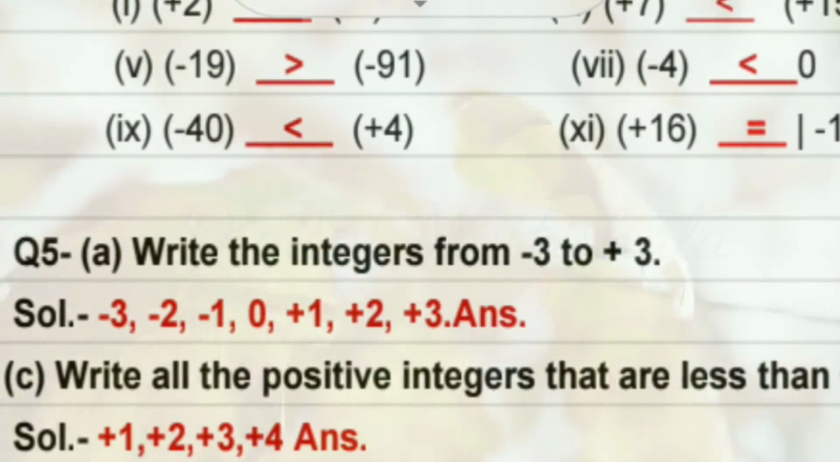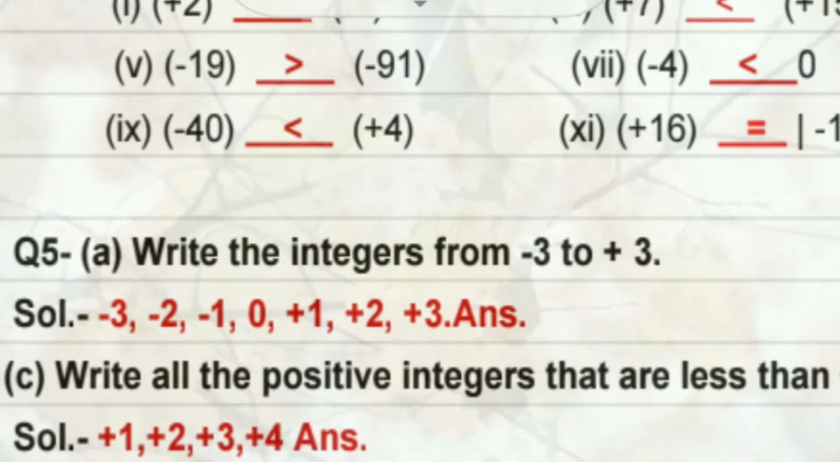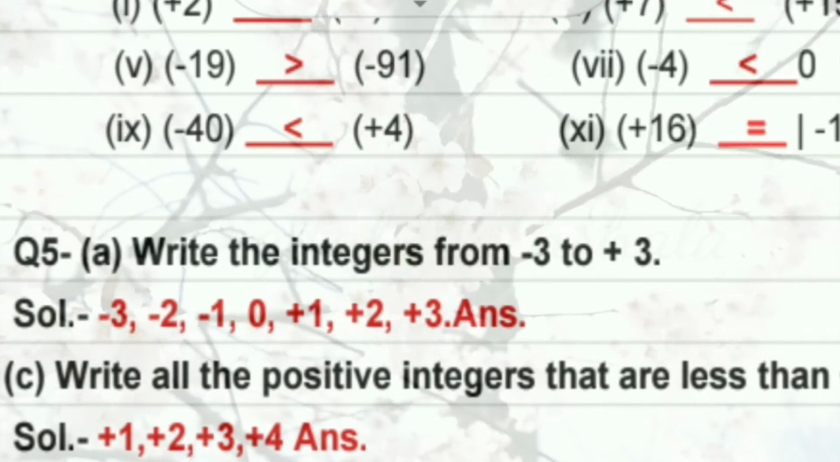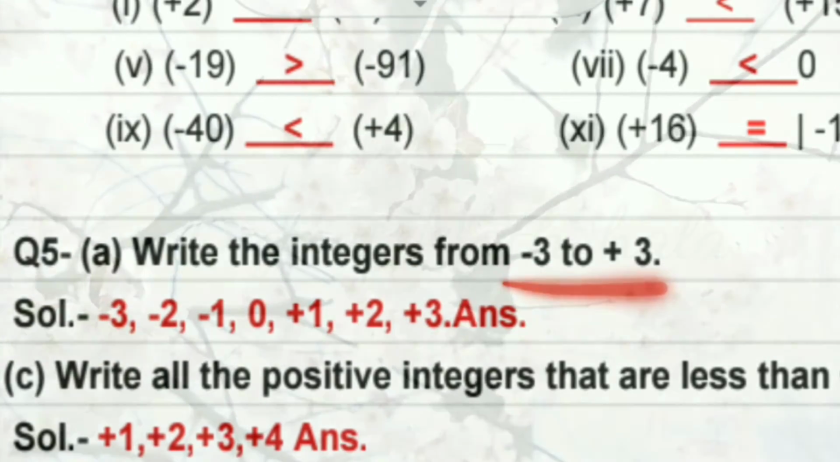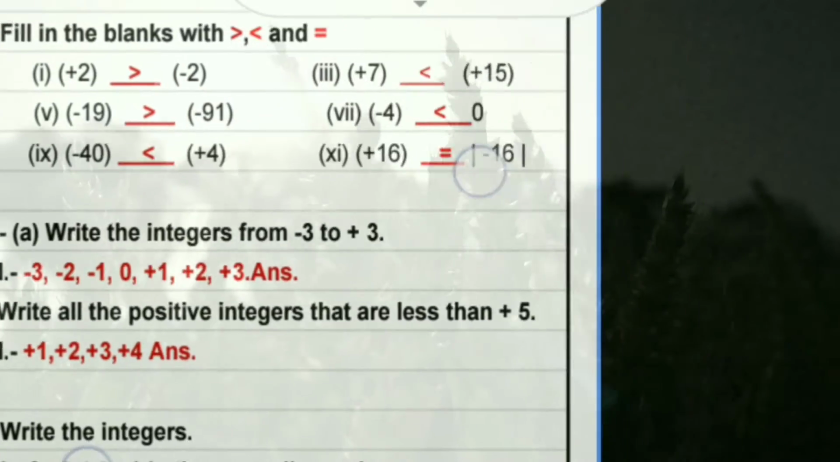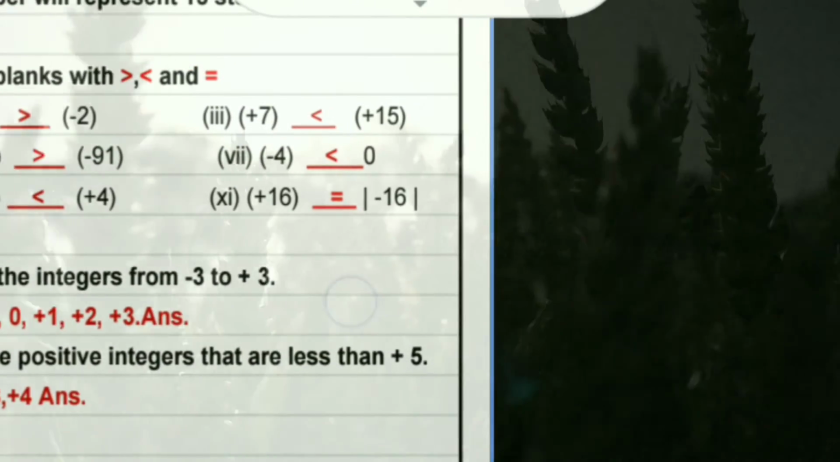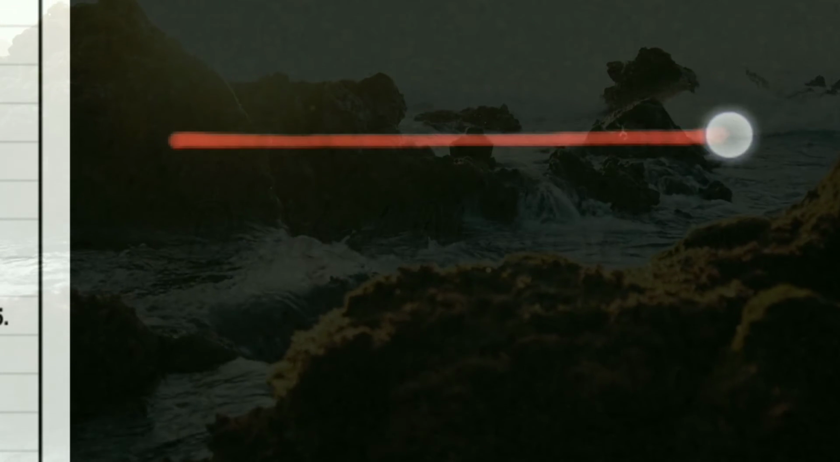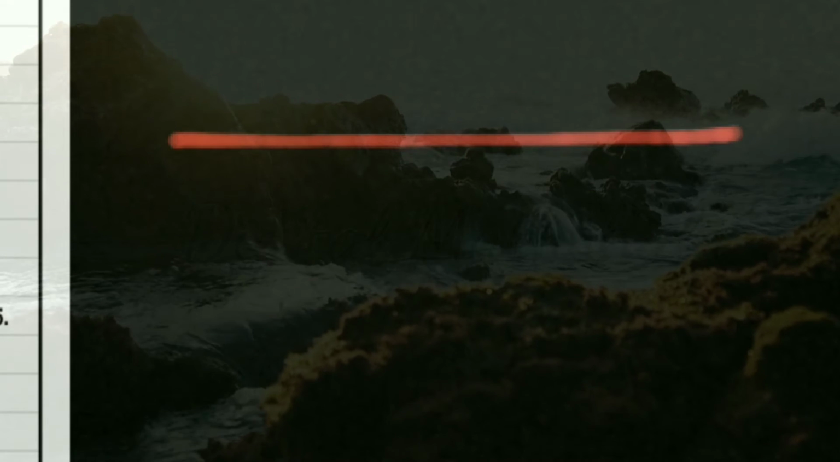Let us move to the next question, question number 5. Here you can see, write the integers -3 to +3. What will we do to solve this type of question? First of all, we will draw a number line.